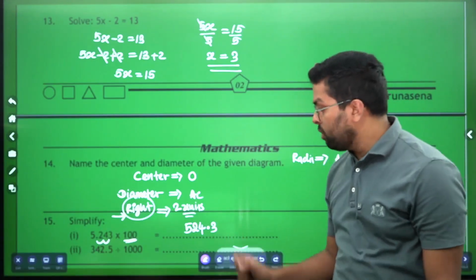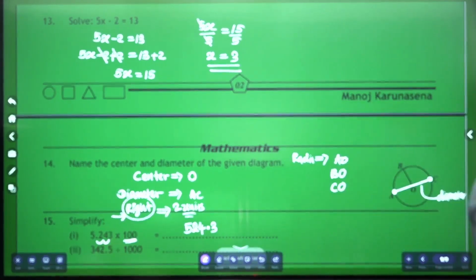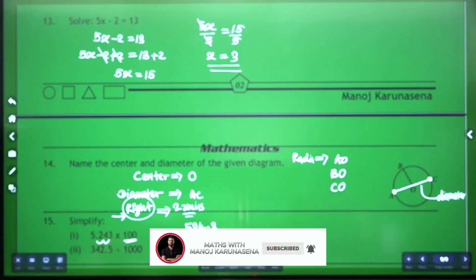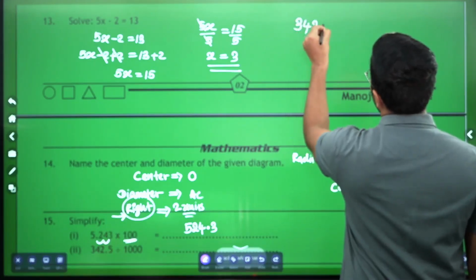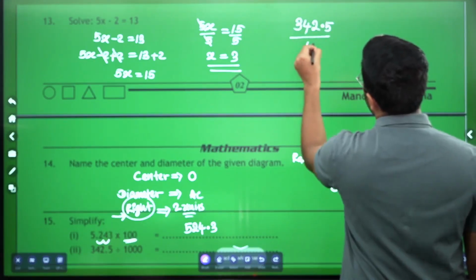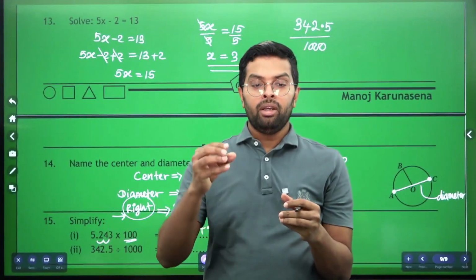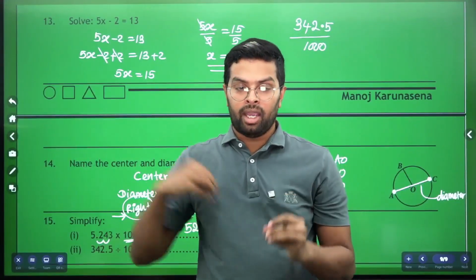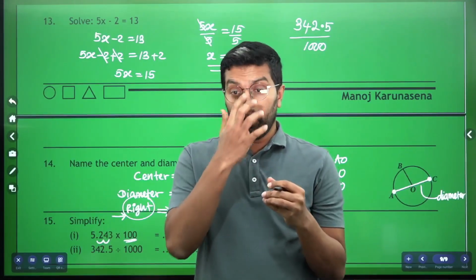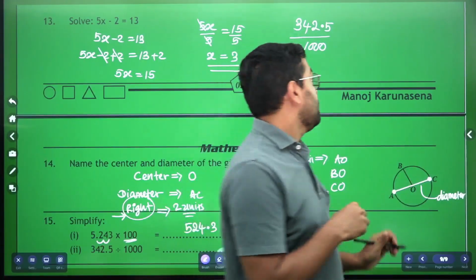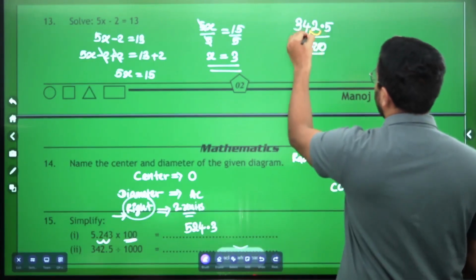What happens when you divide 342.5 by 1000? When it comes to division, when we multiply numbers by multiples of 10, the decimal point moves towards your right hand side. Now when you divide numbers by multiples of 10, the decimal point moves towards your left hand side. Now 1000 has 3 zeros. So let's move the decimal point towards the left hand side for 3 units.